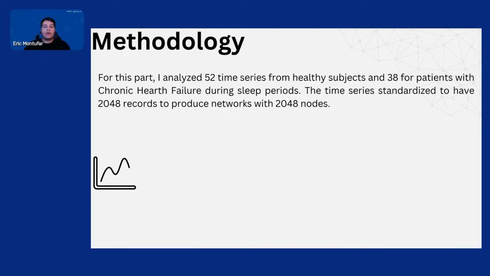Once I had the time series, as I mentioned before, I had 2048 records for each of the individuals, and that was in order to have a uniform size for the time series as well as the network, because if I have 2048 records, I will have the same number of nodes at the end. So once I had the time series loaded in my computer, I used Python to process those series and apply the visibility graph algorithm.